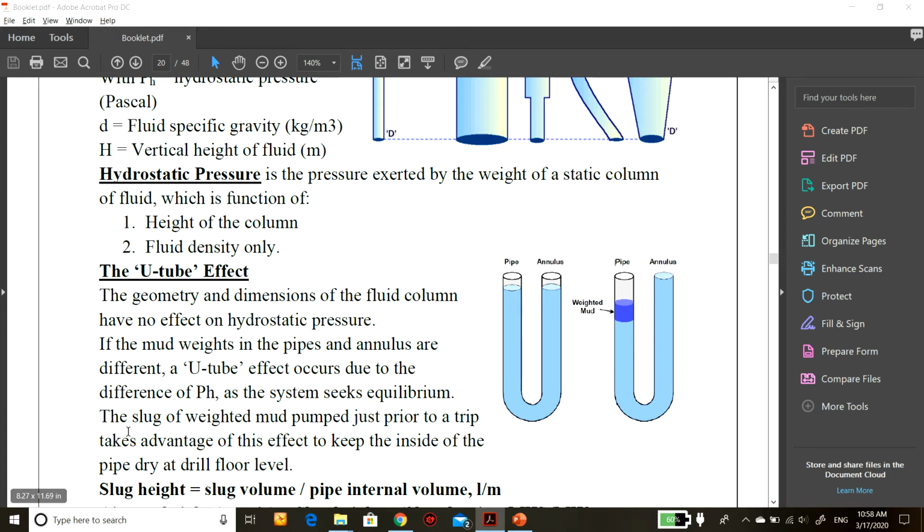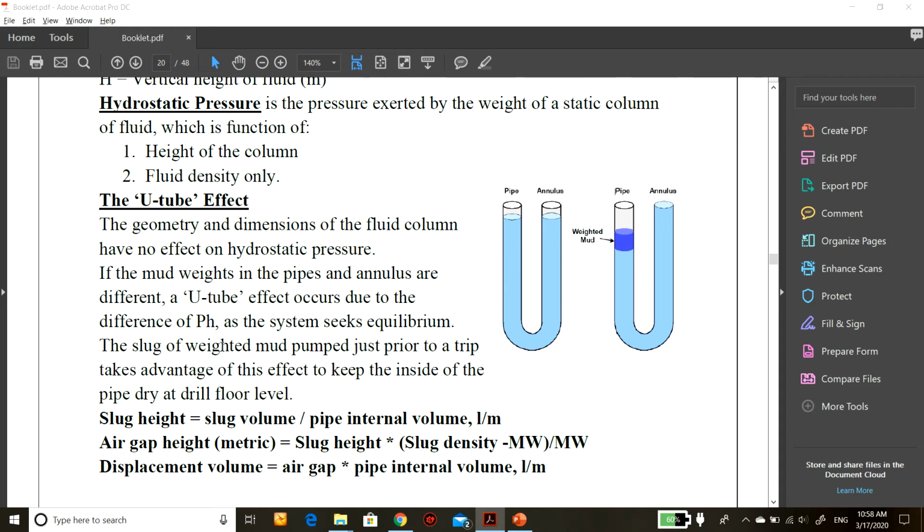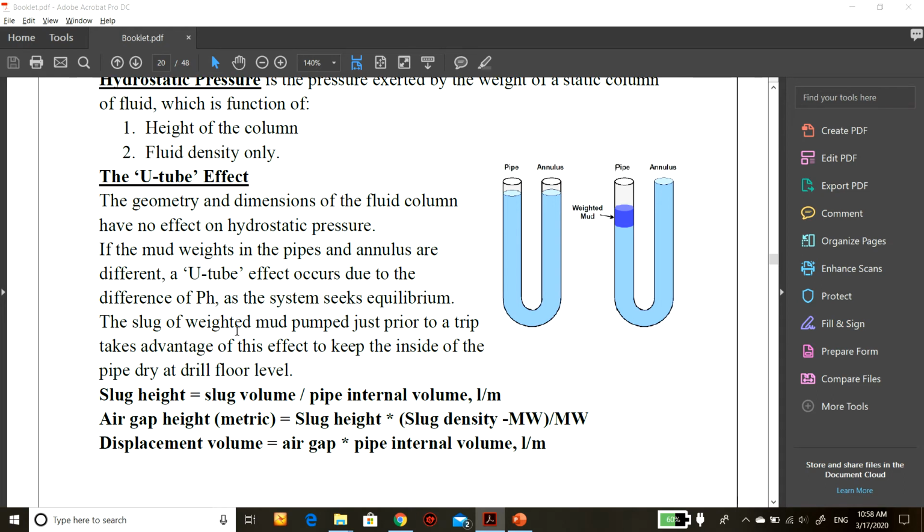to force the fluid inside the formation and not have a kick or a loss. So to define this displacement volume, in this pipe and annulus, we can find that the first one is at a certain depth, so they have the same pressure and the same level. While in the second one, there is an air gap height above the weighted mud, and it forces the fluid beneath it to rise up in the annulus.